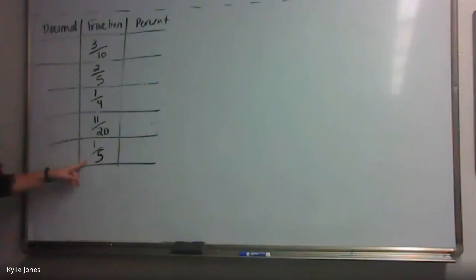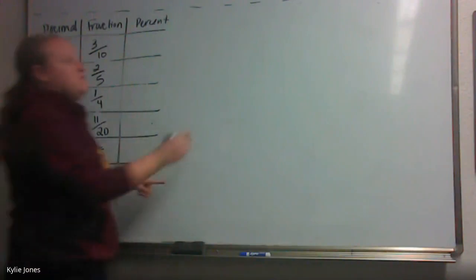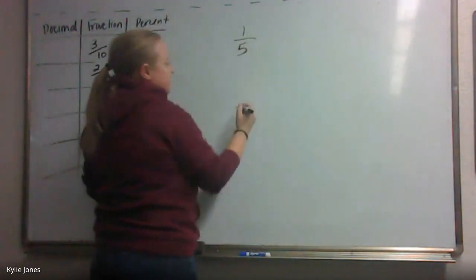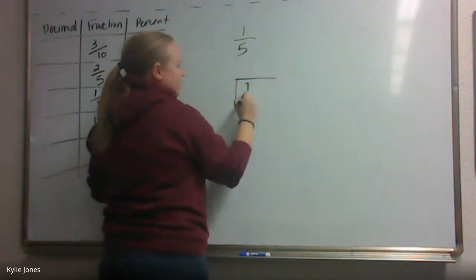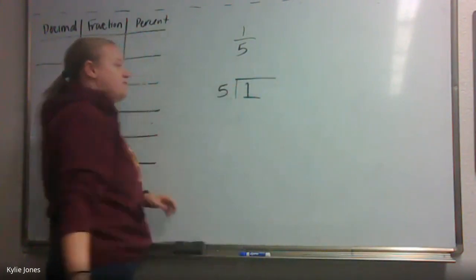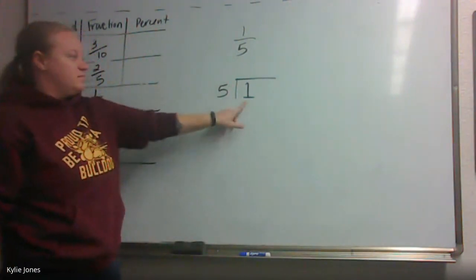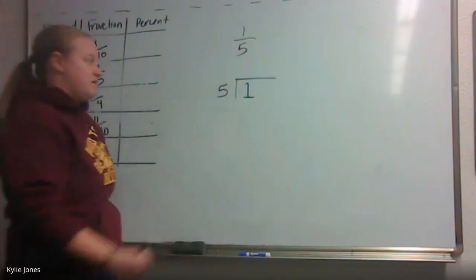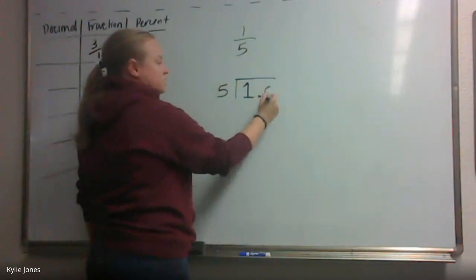Our fraction here, 1/5. We're gonna change it to a decimal. The way to do this, we did this a couple minutes ago with that first problem on the warm-up, is to take your numerator 1 and divide it by your denominator 5. Does 5 go into 1? Can I put 5 into 1? Does it fit? No. So we need to add our decimal and zeros.